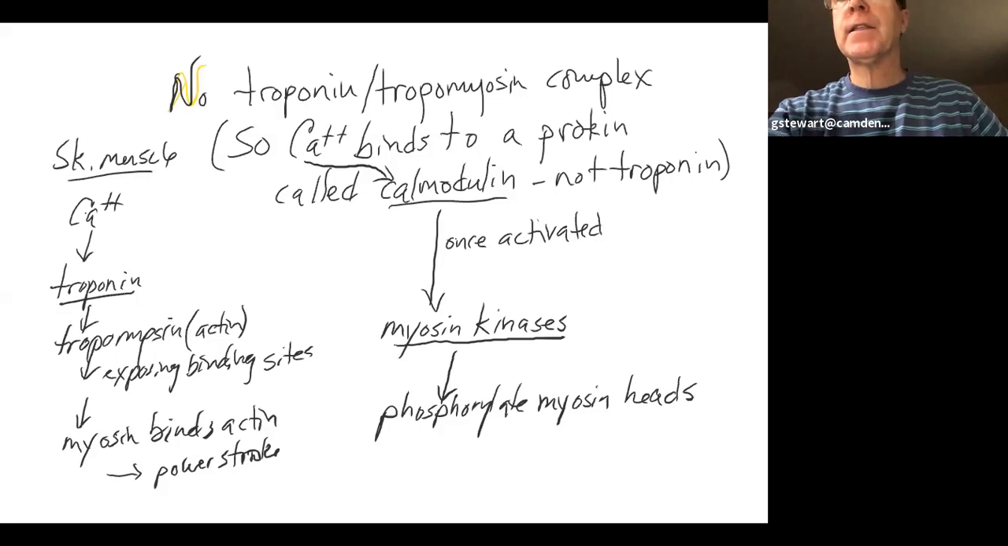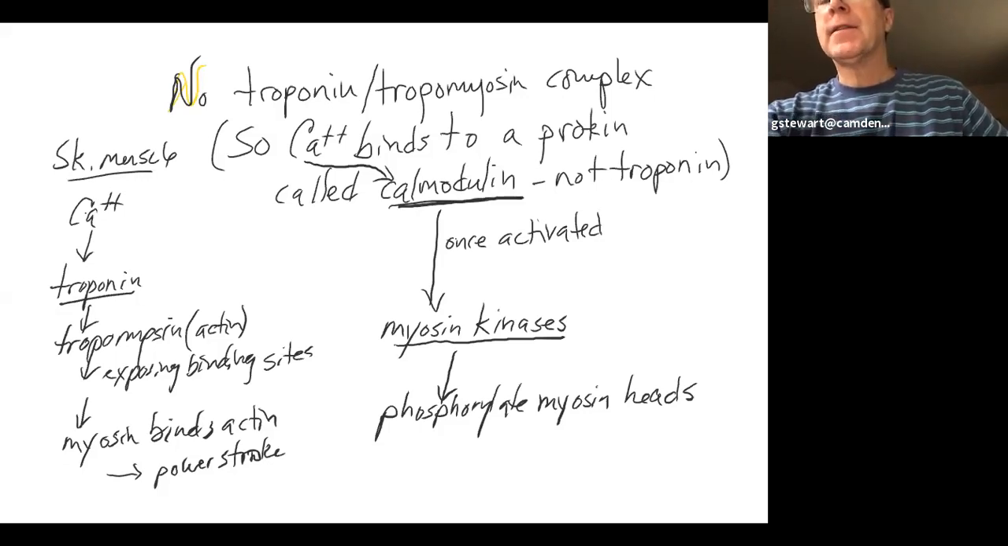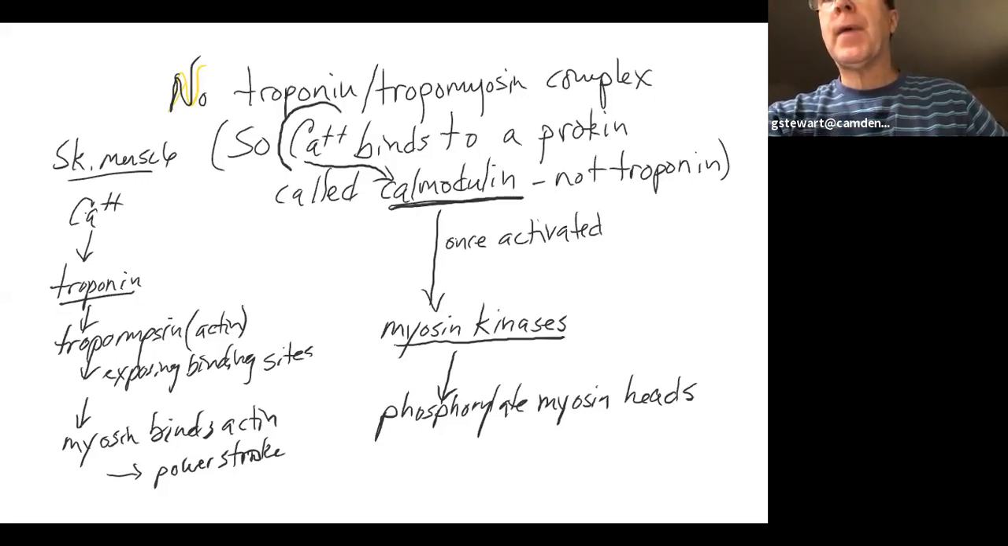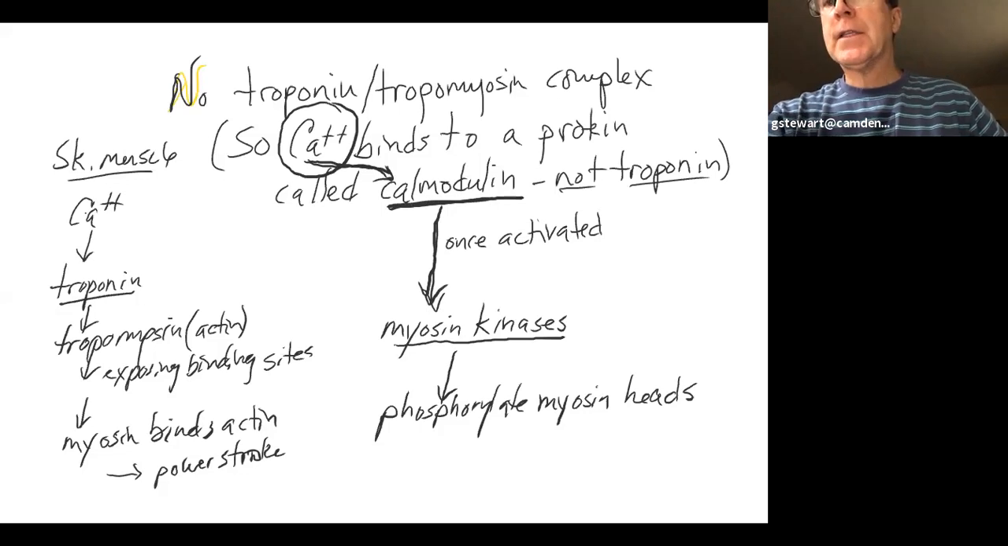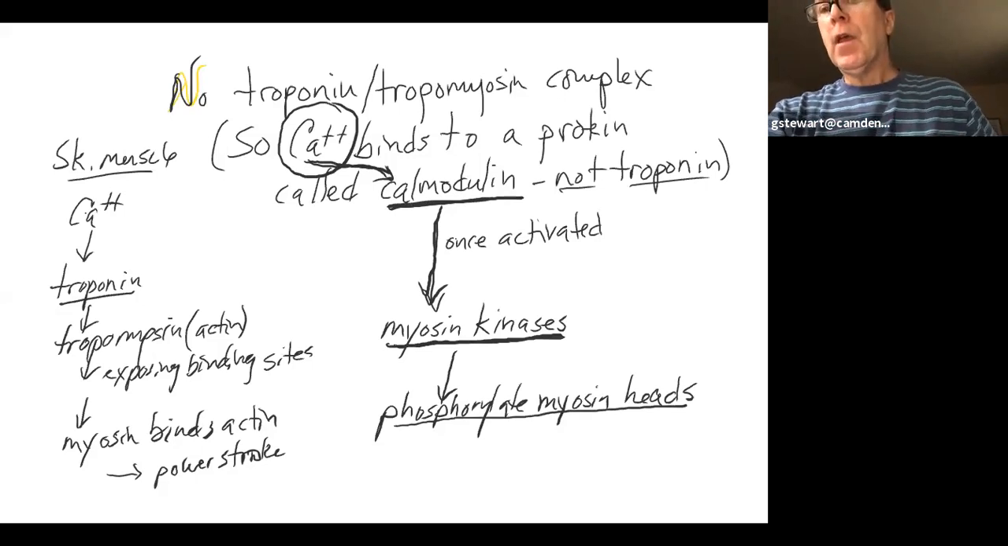That's in contrast to this set of events. Extracellular calcium from outside of the cell enters the cell upon neural stimulation. Calcium binds to a protein called calmodulin, not troponin. Calmodulin then activates enzymes called myosin kinases that phosphorylate the myosin heads in smooth muscle. ATP actually never attaches to the myosin heads in smooth muscle.